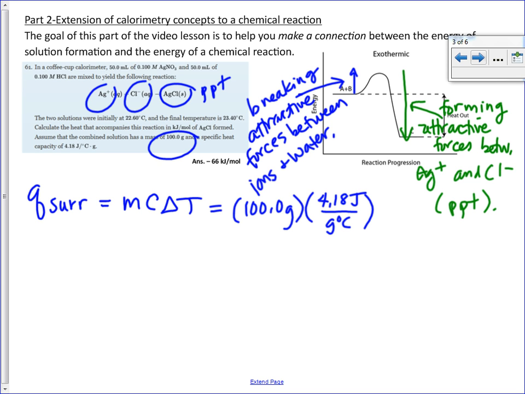Okay, and we also have a temperature change, and you need to remember to always do final minus initial, but that comes out to a 0.8. That's a positive because the surroundings are heating up. And that answer calculates to 334.4 joules. And again, that's the heat that's absorbed by the surroundings. But this question asks, what's the heat that accompanies the reaction? So it's asking for the ΔH, the change in enthalpy for our chemical reaction.